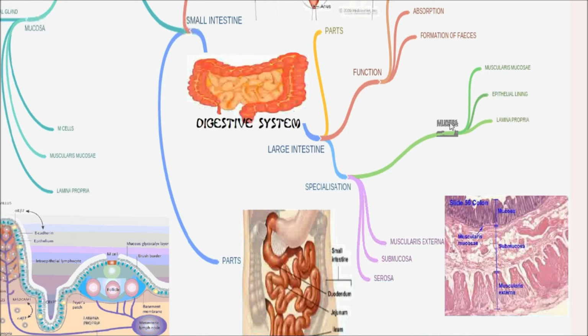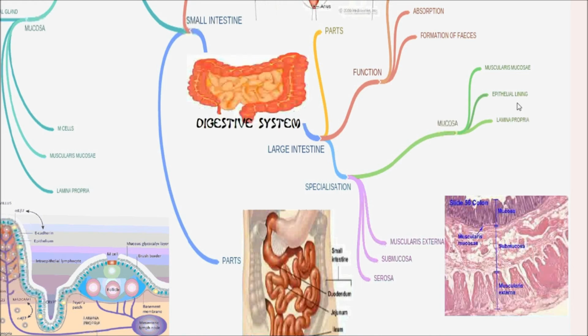The thick mucosa contains intestinal glands which are longer and straighter than in the small intestine. These glands are characterized by a great abundance of goblet and absorptive cells and a small number of endocrine cells. The mucosa consists of epithelial lining, lamina propria, and muscularis mucosae. In the epithelial lining, there are tall absorptive columnar cells with a striated border.